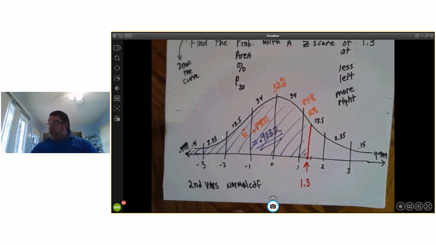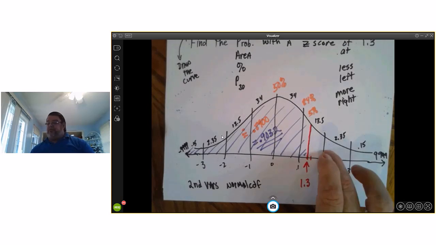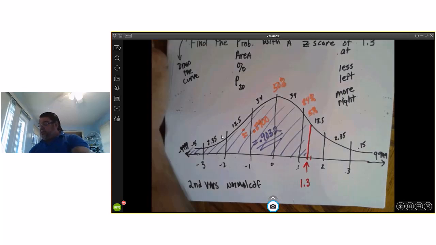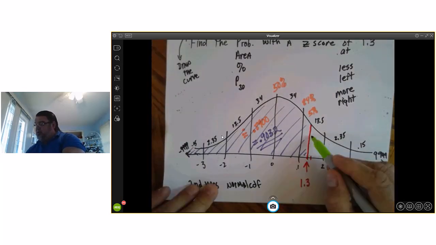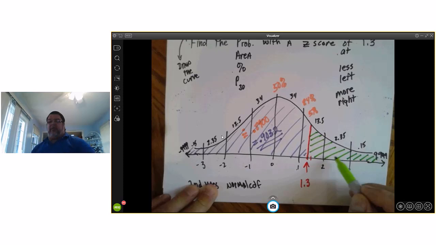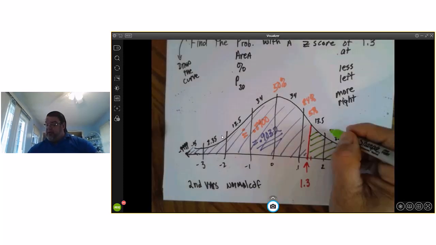Now, what's the right side? Can somebody guess? And you can turn your microphones on if you want to. I'll color it green. Can somebody tell me what this area is without using your calculator? Or explain to me what this green area is. Just explain it to me if you know it. Starts with a C. That would be the complement. This is the complement of 0.9032.